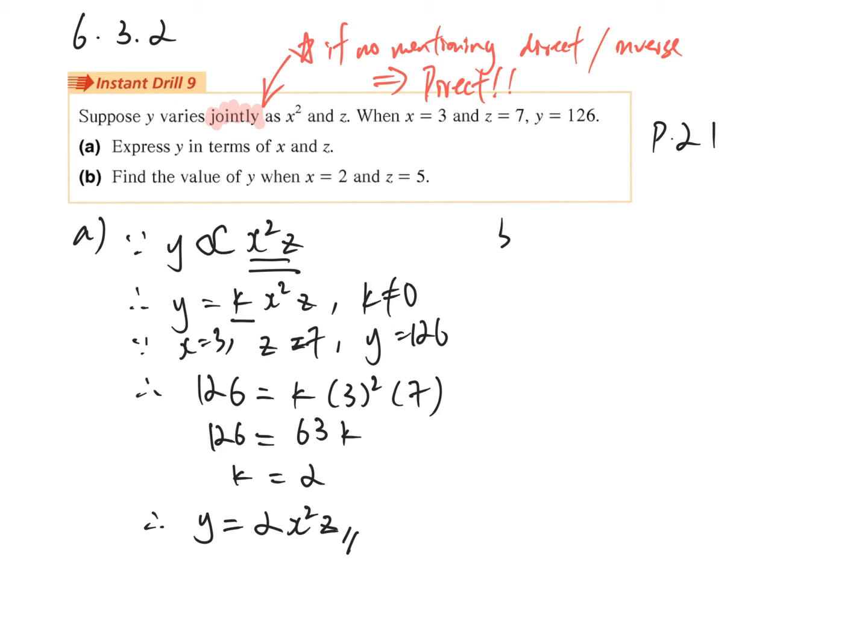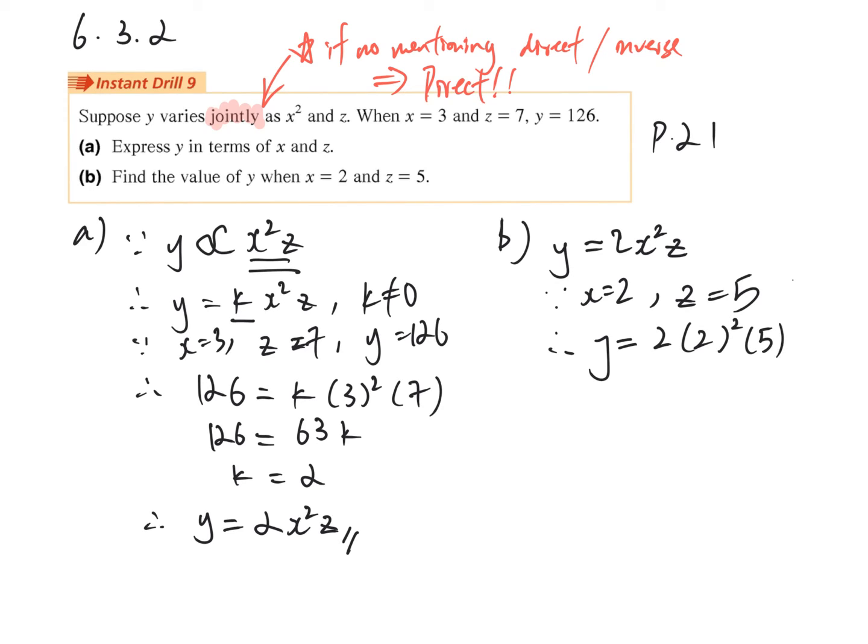That's all. Part B, find the value of y when x equals 2 and z equals 5. From the last part, we have y equals 2x squared z. Since x equals 2, z equals 5, therefore y equals 2 times 2 squared times 5. So we have 8 times 5, that means 40. y equals 40.